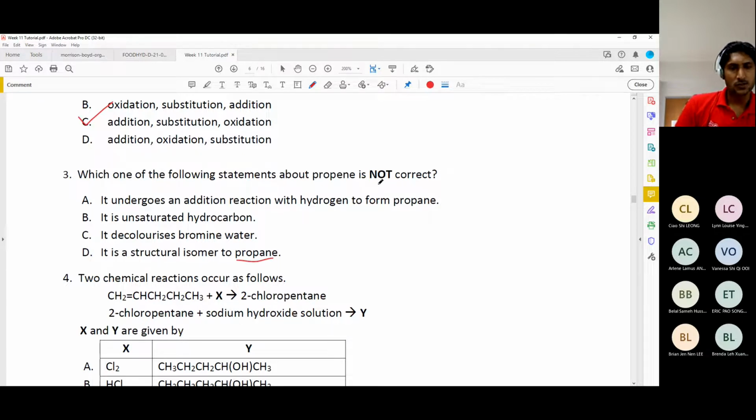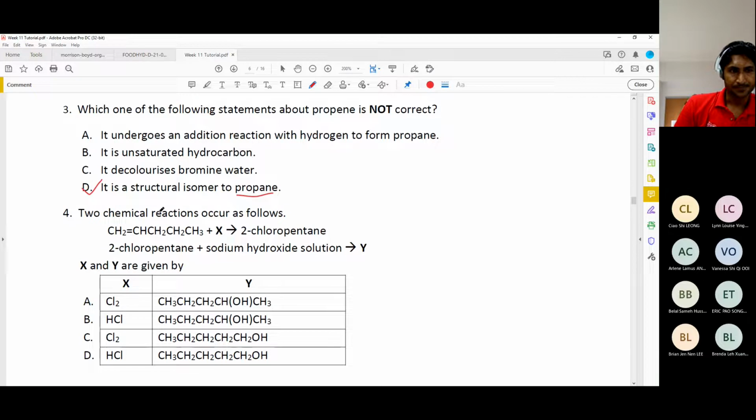So it lost 2 hydrogens and formed a double bond. But propane opens up the double bond and binds 2 hydrogens. So propane has 2 hydrogens more than propene. So it cannot be a structural isomer of propene. This is not true, that's why it's the correct answer. Two chemical reactions occur as follows.